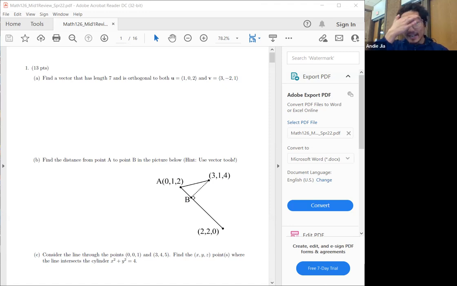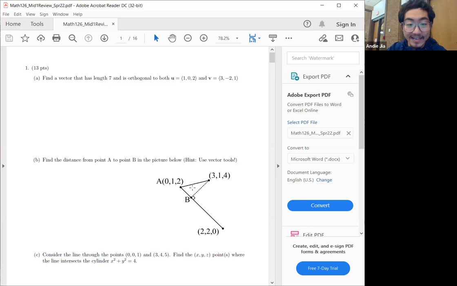And part B is the distance from point A to B here. What I recommend is to use the component projection. It's like a triangle here with the point. I don't know if you have ever seen this. This will be the component projection of the vector. So you find this vector and this vector.